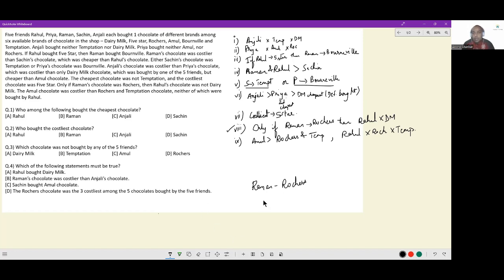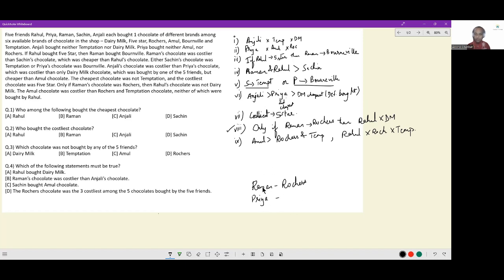Anjali did not buy Temptations. Now see, Dairy Milk is the cheapest, I know. And Priya is higher than that, which is the second cheapest. So at best, Rochers can be third best or the third most expensive chocolate out of the five. So I have Priya here, with the second cheapest chocolate.